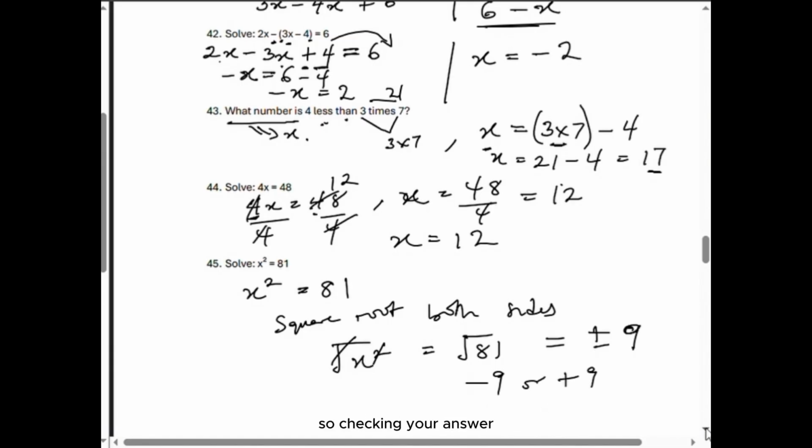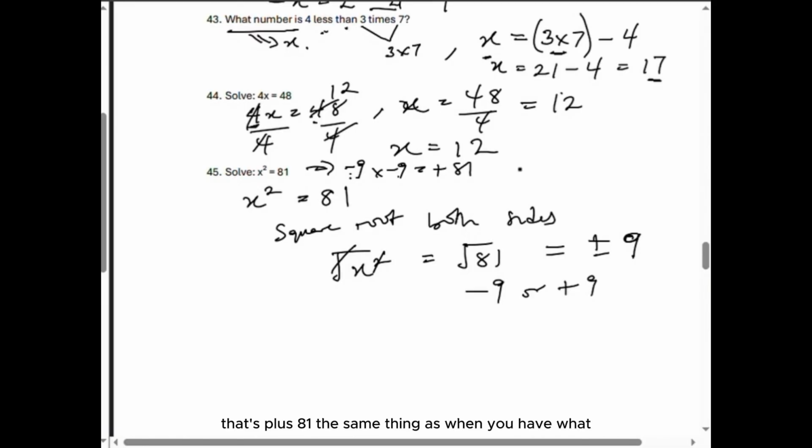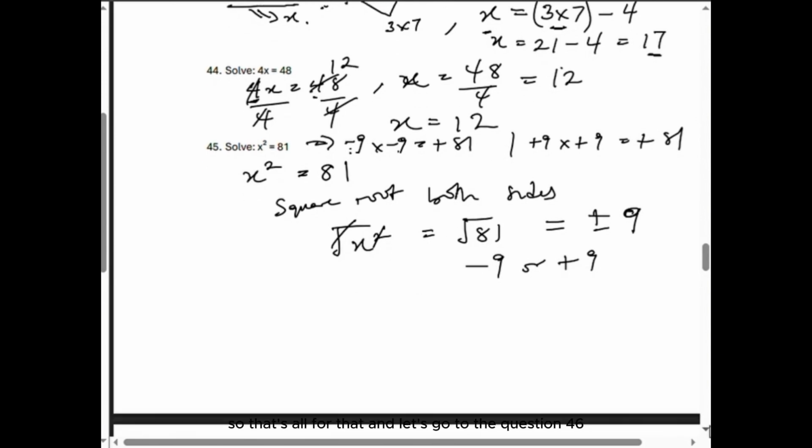So checking your answer, 9 squared equals 81. So it's like saying minus 9 times minus 9. Minus times minus is positive, that's plus 81. The same thing as when you have plus 9 times plus 9, which is also plus 81. Yes, so that's all for that. And let's go to question 46.